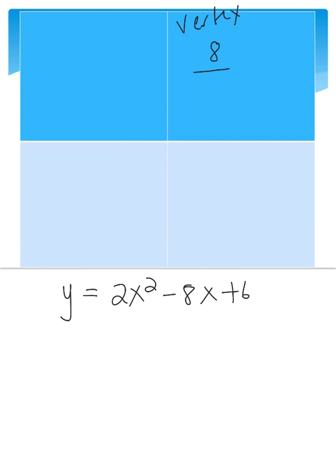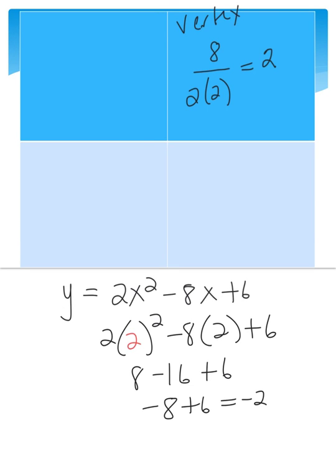The first one that we're going to look at is y equals 2x squared minus 8x plus 6. So our first job is to find the vertex. So we're going to do negative b over 2a. So in this case, the opposite of b is positive 8, divided by 2 times a, which in this case is also 2. So that gives us an x-coordinate of 2. Let's plug that back in. Plugging that back in gives us a y-coordinate of negative 2. So our vertex is at 2, negative 2.